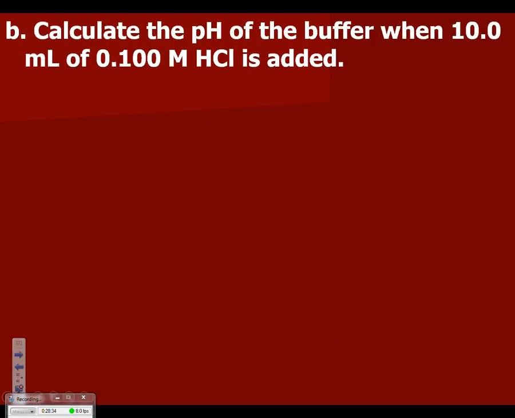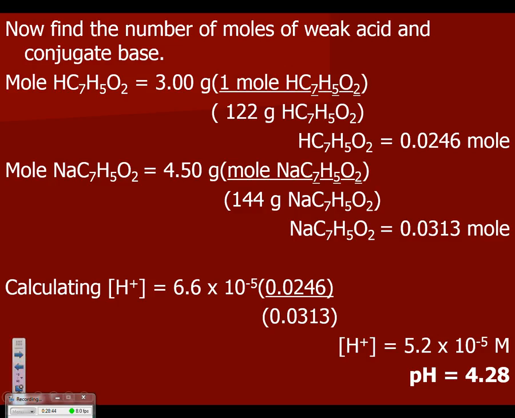So what happens if I take this buffer and now I add 10 milliliters of 0.1 molar HCl? Let's look back. I had 10 milliliters of 0.1 molar. 10 milliliters divided by 1,000 is 0.001, right? Times it by 0.1, how many moles do I have? 0.0001, right? How many moles did I have in here of the base that would react with the acid? I had this much. So I'm going to have plenty to cover that much acid being added. The buffer's not going to break, but it's going to change just a little bit.